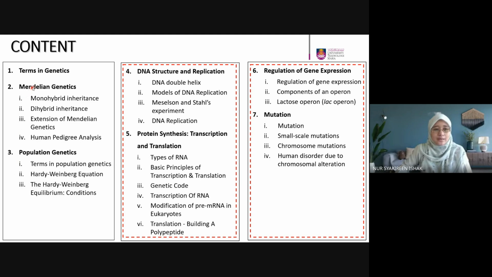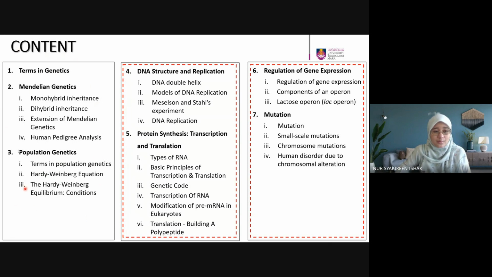And then Mendelian genetics, monohybrid inheritance, dihybrid inheritance, extension of Mendelian genetics, human pedigree, and after that population genetics, terms in population genetics, the Hardy-Weinberg equation and the Hardy-Weinberg equilibrium. For this one, there will be a bit of calculation that you have to do. But it's not difficult, it doesn't go as far as derivatives. It's just a simple equation that you have to apply. So this is for part 1.